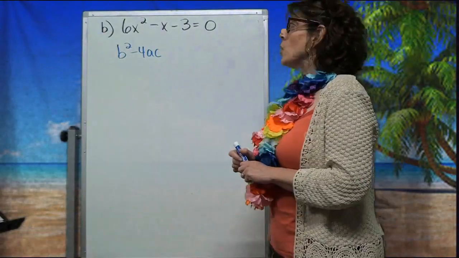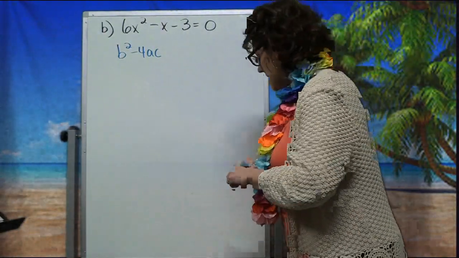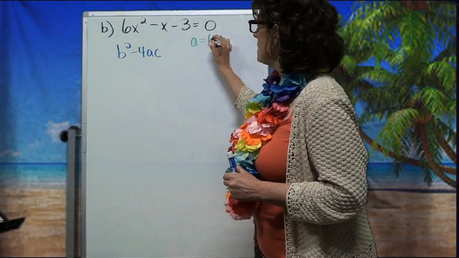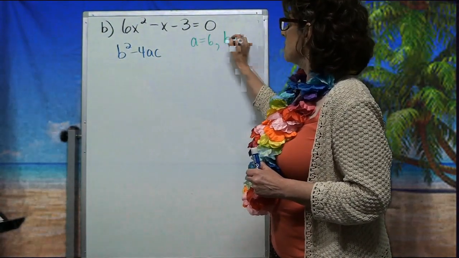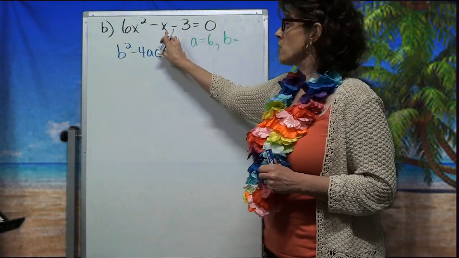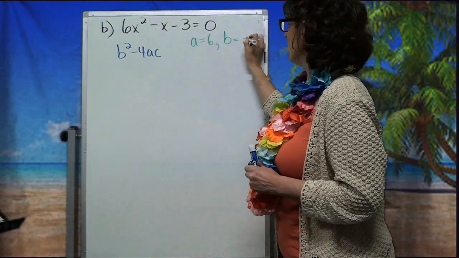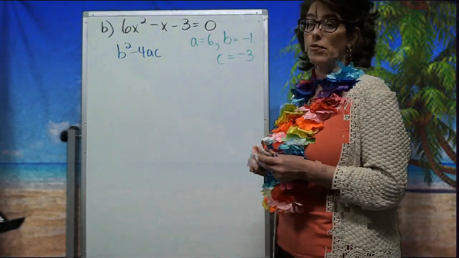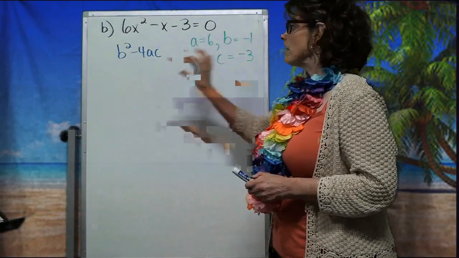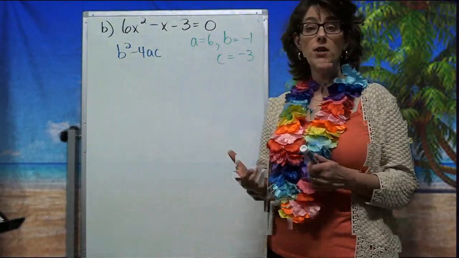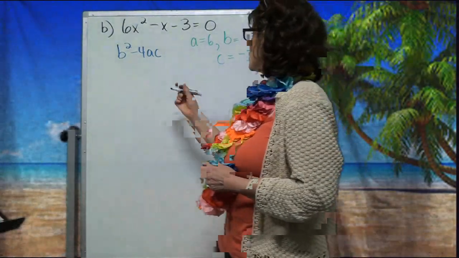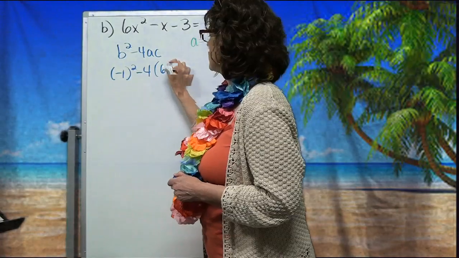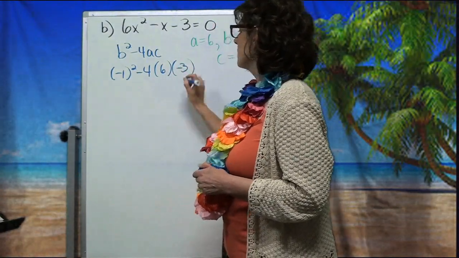When it's set equal to 0, a is the number in front of the x squared term, so my a is 6. My b is the number in front of the first power term, which is a negative 1. And my c is the constant sitting in the back, a negative 3. Now I can plug all three of these numbers into the discriminant to figure out the number and types of solutions. So my b is a negative 1, my a is a 6, and my c is a negative 3.